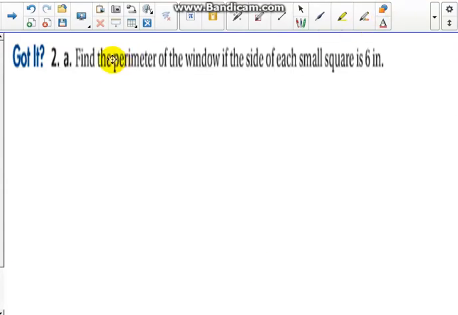So the Got It here is to find the perimeter of a window if the side of each small square is 6 inches. So you may pause here and solve if you would like, or continue on with the homework. Okay, our homework is the Practice K work right now, problem 4. Pause and come back when you're done.